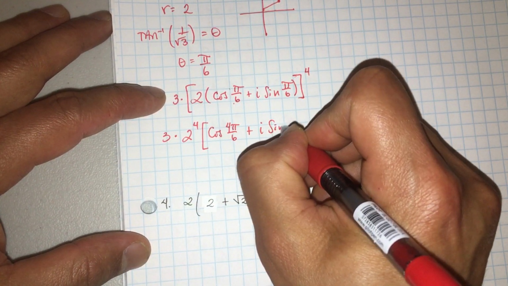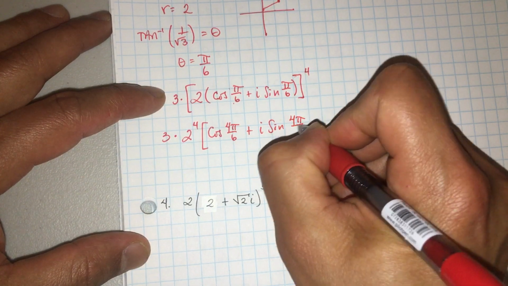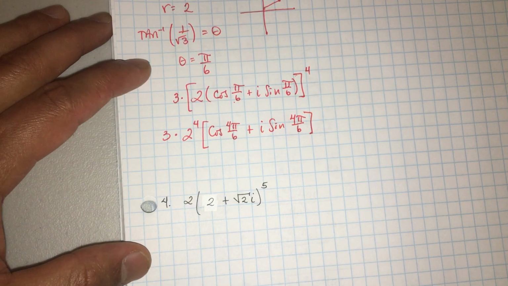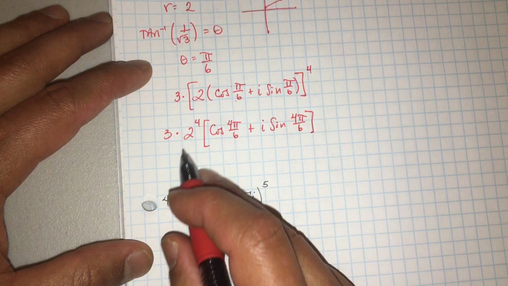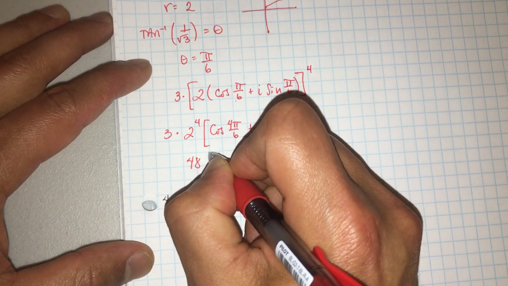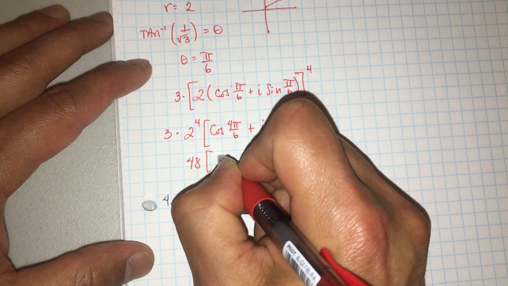And then I times sine of, again, 4 pi over 6. And that's it. And then we're going to go ahead and clean it up real quick. And then 2 to the 4th power is 16. 16 times 3 is 48. That's pretty nice. All right, let's see here. I'll clean this up before I do it.